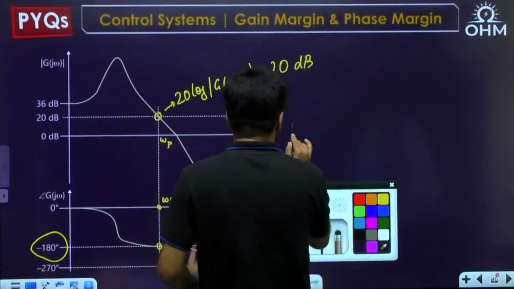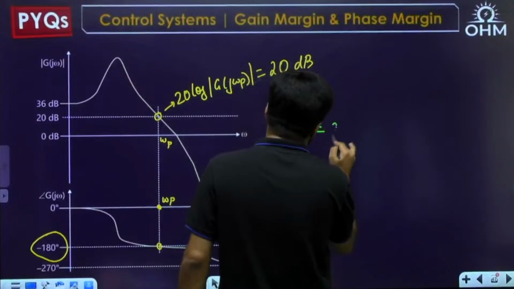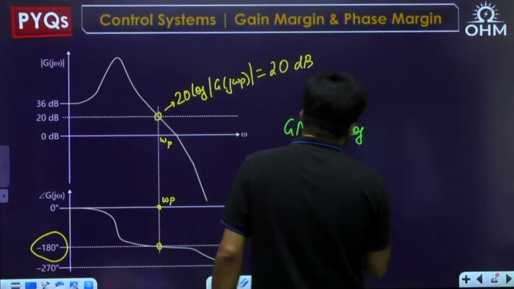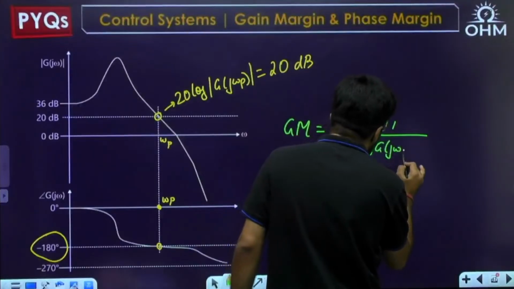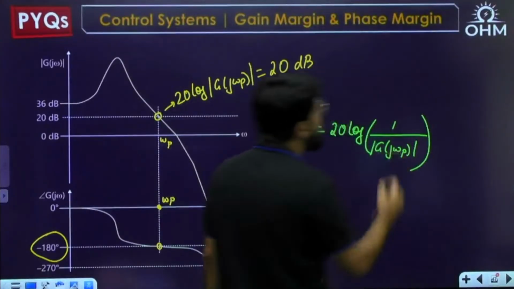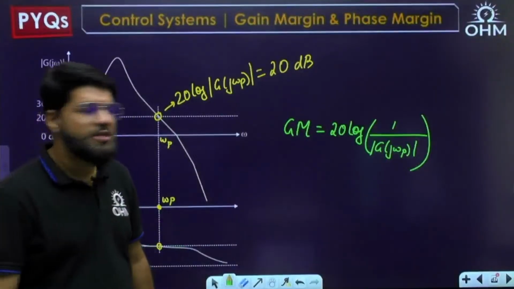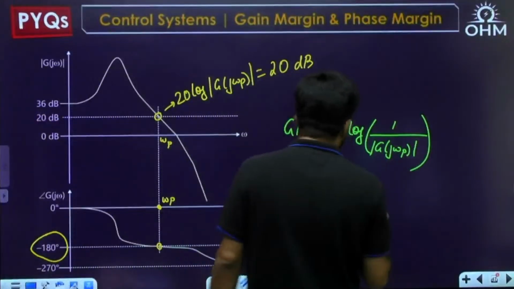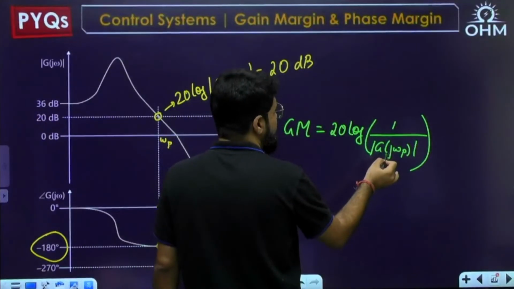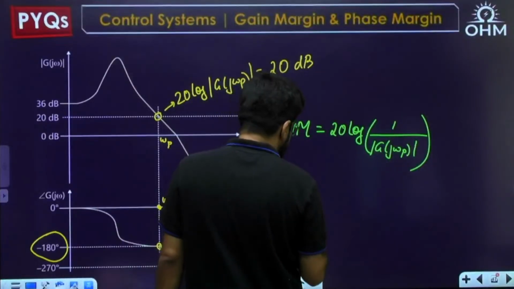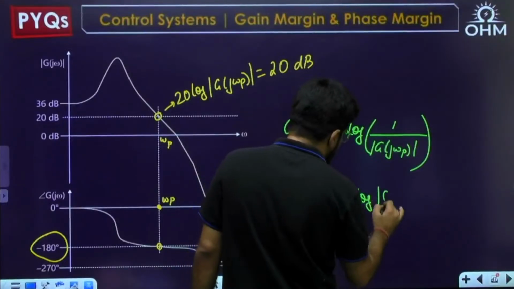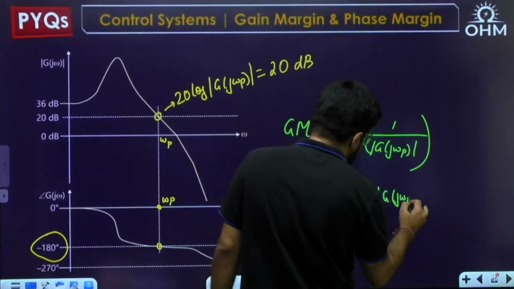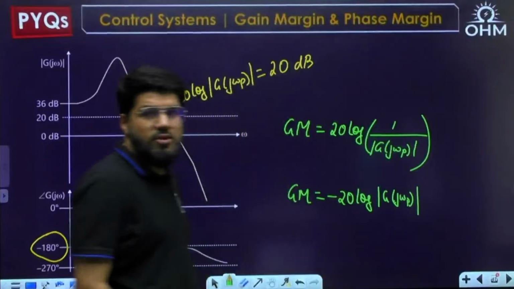At ωp we find the gain margin. What is the gain margin definition? 20 log 1 upon mod G(jωp). Correct. The gain margin definition is 20 log 1 upon mod G(jωp). But what is log 1 by x? Minus log x. So it becomes minus 20 log mod G(jωp). Log 1 by x is minus log x.